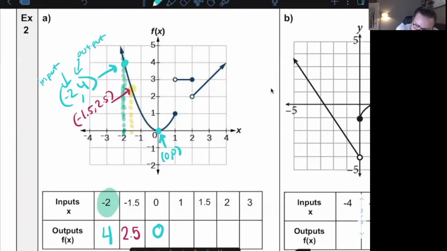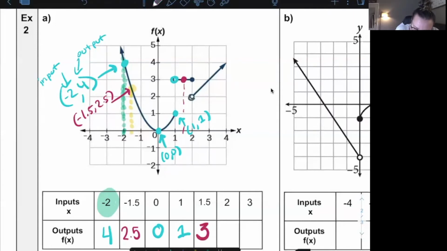Then for 1, well, we have a point here and we have a point here. Well, where is the point that has the closed circle? The closed circle is where that point is included in the function. So the closed circle is at (1, 1). So we want that output. Then 1.5 would be here at 1.5, 3. 2.